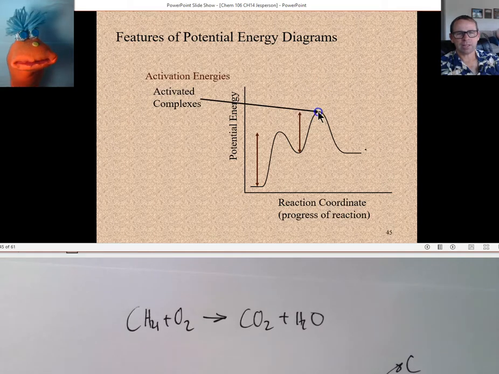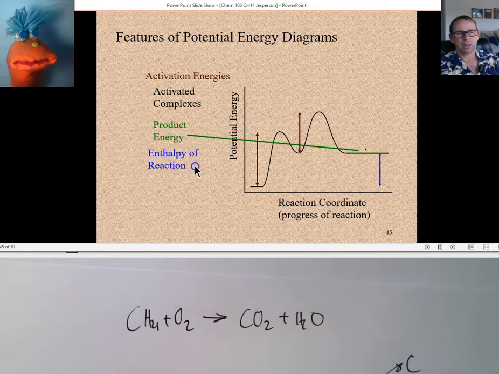This is what we call the activated complex. Both of these would be activated complexes, points at which you have a complex which is going to form something new, and it's at the top of some activation energy. So this is our product energy. This is our enthalpy of reaction, the amount of energy that's either going to be released or required.